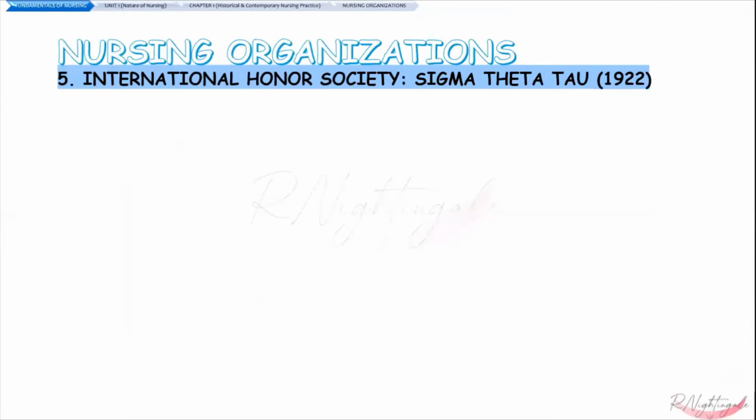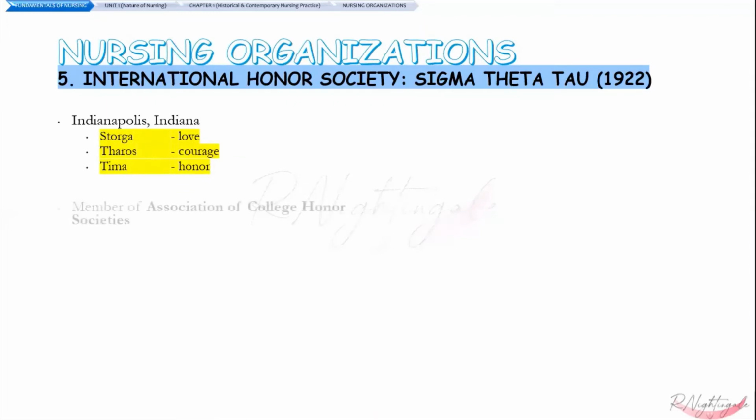And lastly is the International Honor Society called Sigma Theta Tau. Sigma Theta Tau, the International Honor Society in Nursing, was founded in 1922 and is headquartered in Indianapolis, Indiana. The Greek letters stand for the Greek words storge, tharos, and time, meaning love, courage, and honor. The society is a member of the Association of College Honor Societies. The society's purpose is professional rather than social.